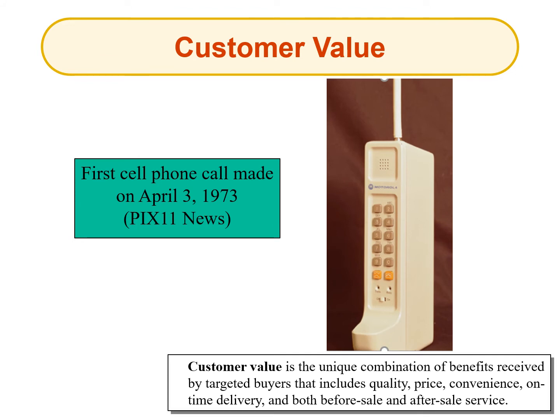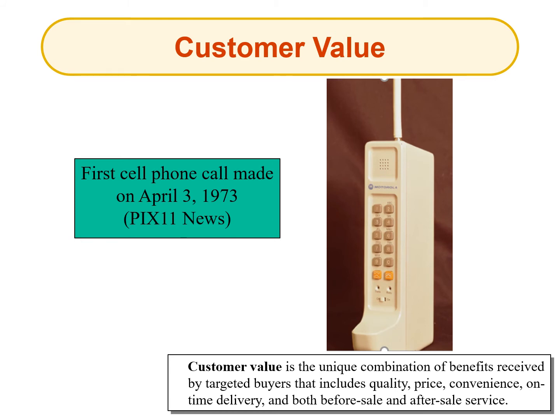Customer value, again, is the unique combination of benefits received by targeted buyers. At that time, the target buyers did see benefits in buying this phone. They valued the benefits it was giving them because it was the first cell phone ever, so of course they saw some value in it. That includes quality and price, and the price has to match the quality. And convenience: at that time, it was really convenient to use that cell phone in comparison to the regular traditional phones people had at home with the wires. They couldn't move with those phones. They were really not mobile. They had to stay in one place.